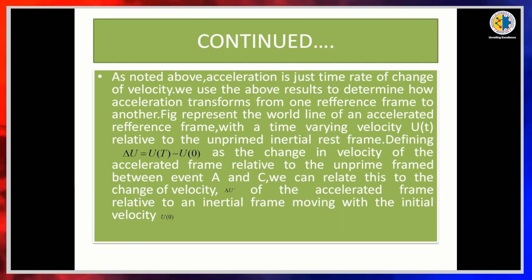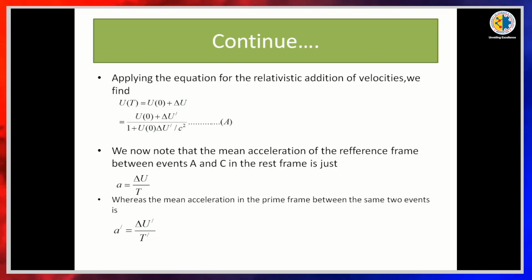So, u0 is the initial velocity and u(t) the final velocity. Applying the equation for the relativistic addition of velocities, we find u(t) is equal to u0 plus delta u, which is equal to (u0 plus delta u dash) divided by (1 plus initial velocity times change in velocity divided by c square). It is given by equation A.